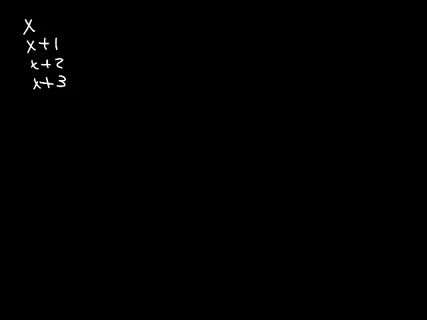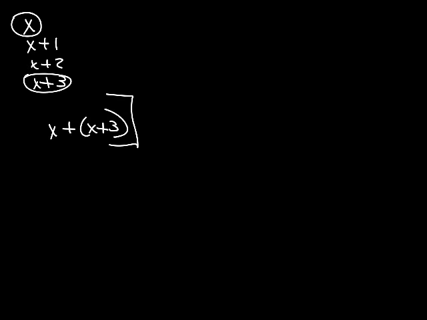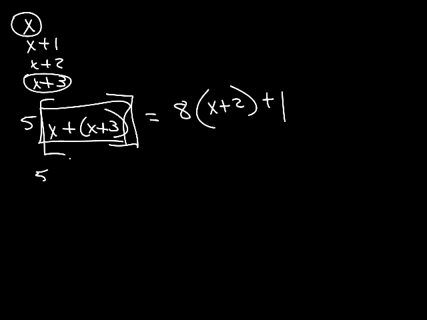Such that 5 times the sum of the first and the fourth. The sum of the first and the fourth, and it says 5 times the sum of the first and the fourth is 1 greater than 8 times the third. It's 1 greater than that. And then I do my math here. I'm going to do what's in the parentheses. Distribute.